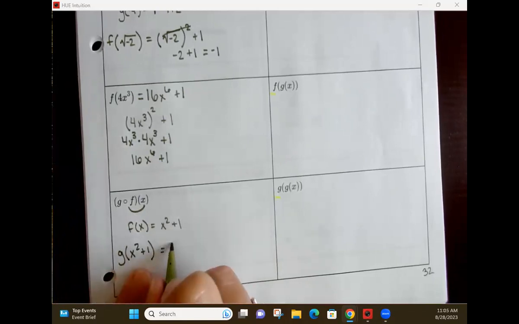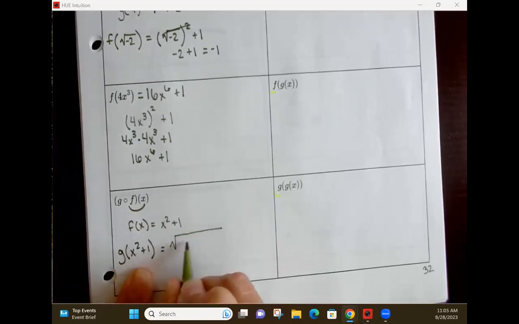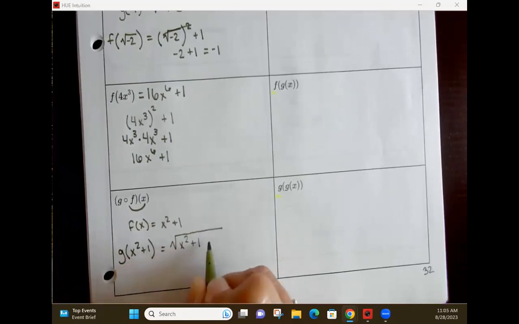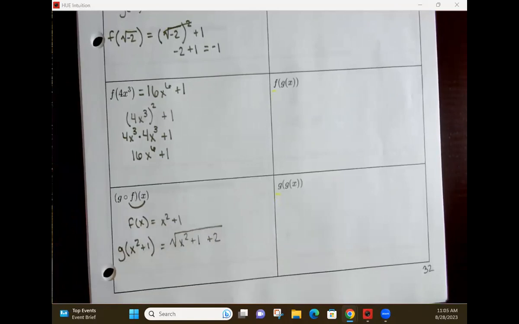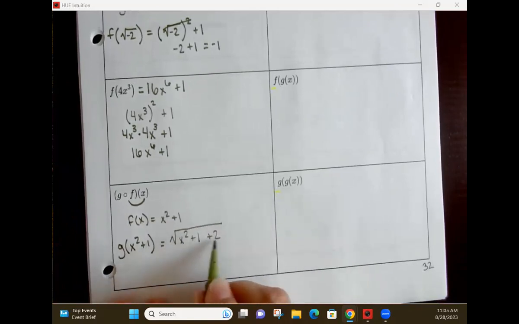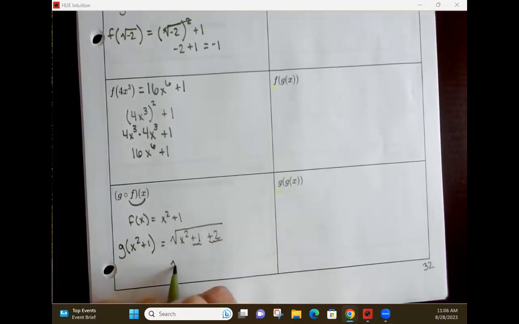So for g of x, we have the square root of x, which we are replacing with x squared plus 1, and then plus 2, right? This was our x part, plus 2. Combine our like terms under the root here. We would get the square root of x squared plus 3.